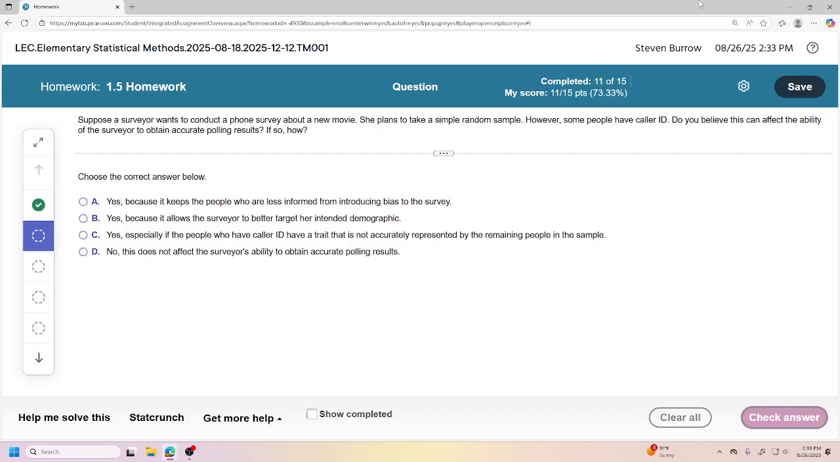Okay. Oh, simple random sample must be good, right? So they're asking about a survey about a new movie. Simple random sample sounds awesome, but then it goes to caller ID. What should we do? Is this good or not? I don't know either. Pick something. C, let's try it. It's the longest one. Good default.